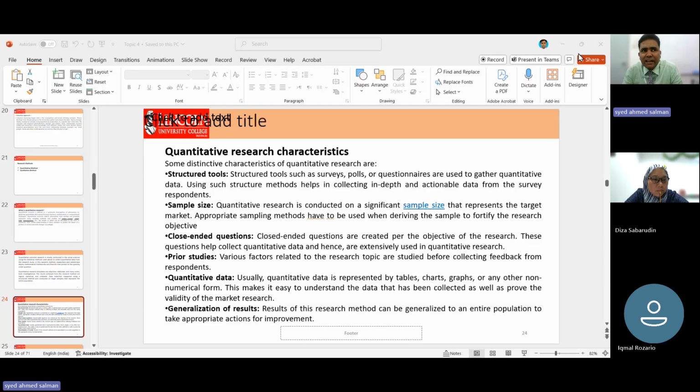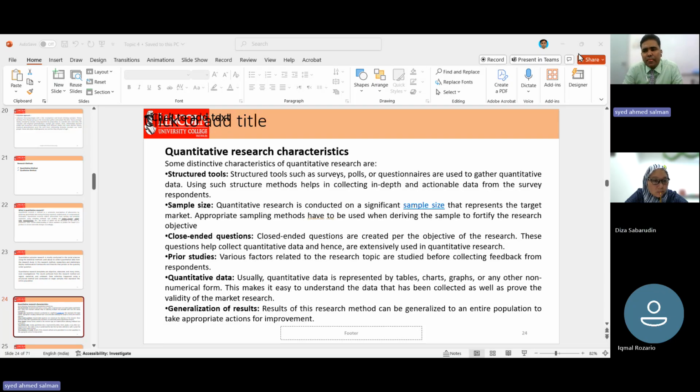You cannot say that I like the number 100, so I will take a sample size of 100. No, it is not like that. You might say that I like the number 200, so I will go for a 200 sample size. No. First, you have to understand the research population. If you know the research population size, then only you will be able to decide your sample size. Okay?